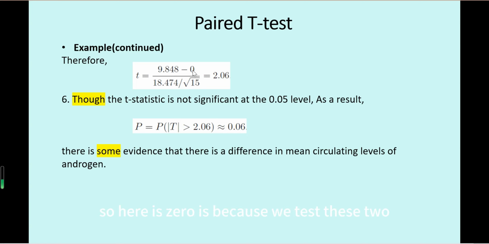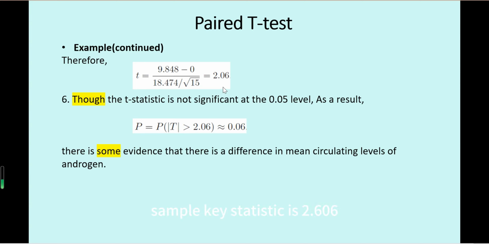Here the hypothesized value is 0 because we are testing whether the difference is 0, so we just fill in 0 here. If we wanted to test whether mu1 minus mu2 is 5, then we would have to fill in 5 here, right? The rest is from the sample.